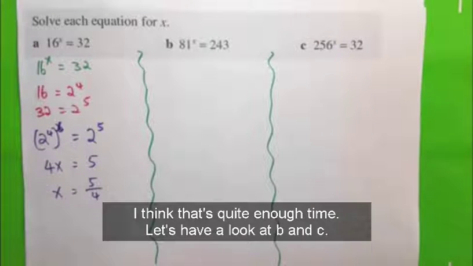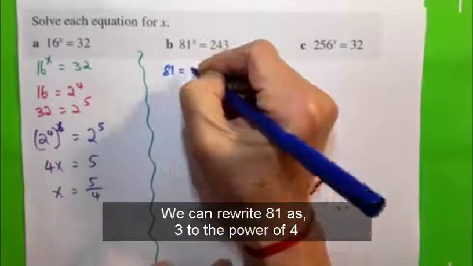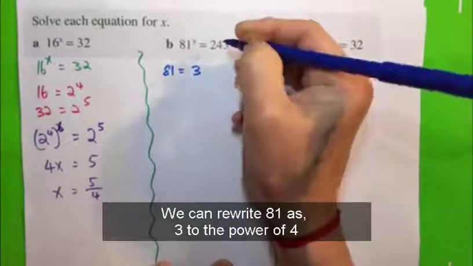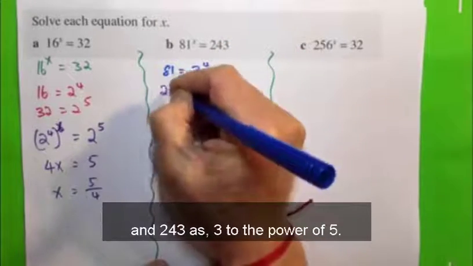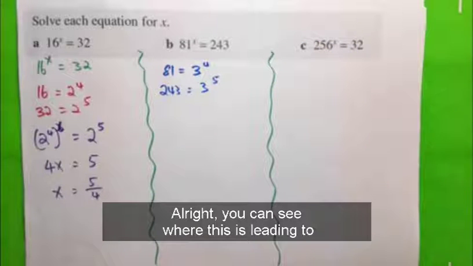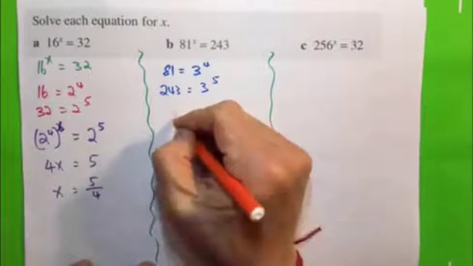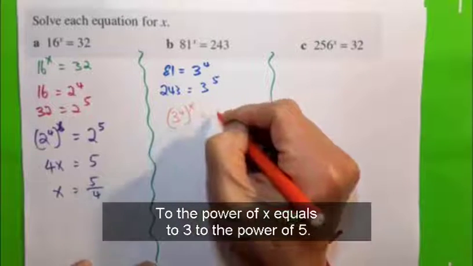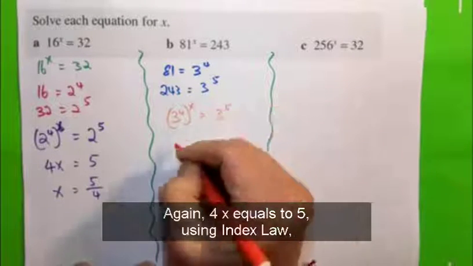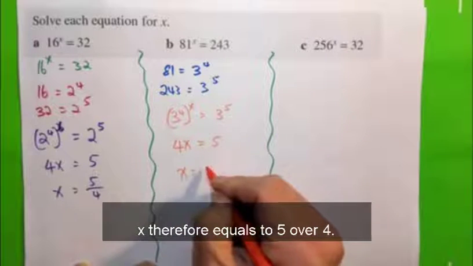I think that's quite enough time. Let's have a look at B and C. We can rewrite 81 as 3 to the power of 4 and 243 as 3 to the power of 5. Alright, you can see where this is leading to, because we are substituting 81 as 3 to the power of 4, so 3 to the power of 4, to the power of x, equals 3 to the power of 5. Again, 4x equals 5 using index law, x therefore equals 5 over 4.